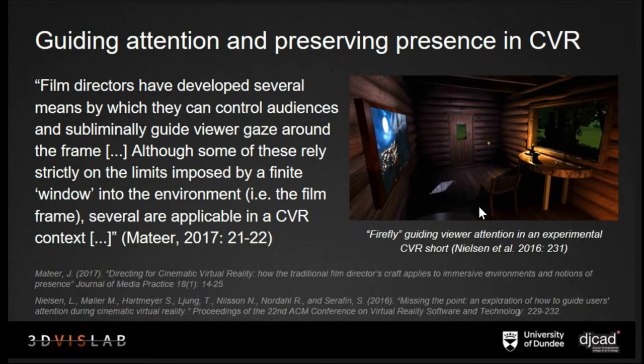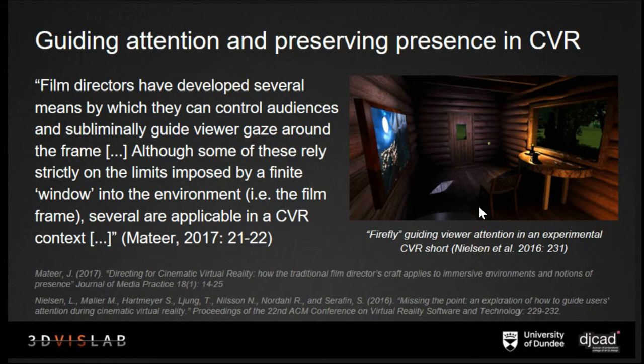Part of the reasoning behind that is that the compromise of cinematic VR is that while the user is free to look around in any direction, their attention must be directed towards the important narrative elements without the use of the frame boundaries that are available to film. Where this is done most successfully is where naturalistic elements in the scene are used to guide the viewer, as is also sometimes done in film.